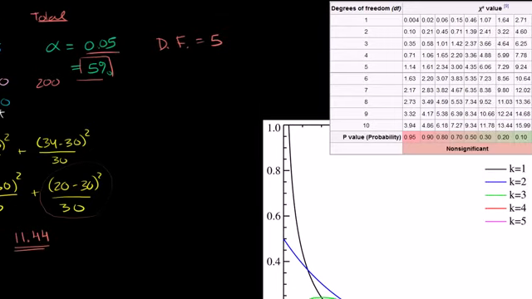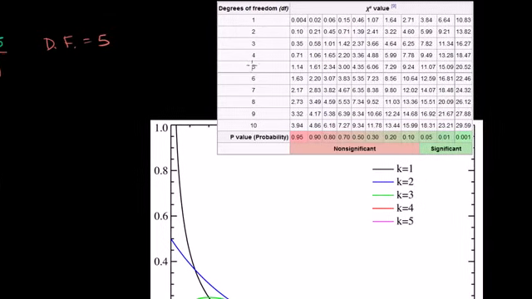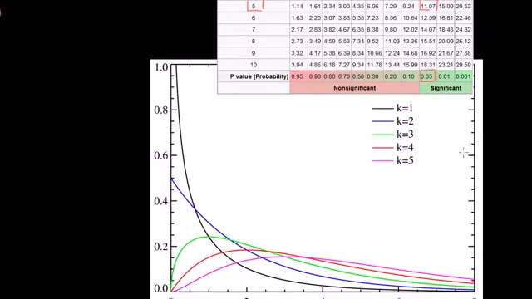So let's look at our chi-square distribution. We have a degree of freedom of 5. We have a significance level of 5%. And so the critical chi-squared value is 11.07. So let's go to this chart. We have a chi-square distribution with a degree of freedom of 5. That's this distribution over here in magenta. And we care about a critical value of 11.07. So this is right here.